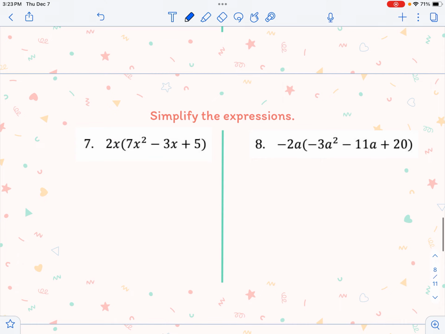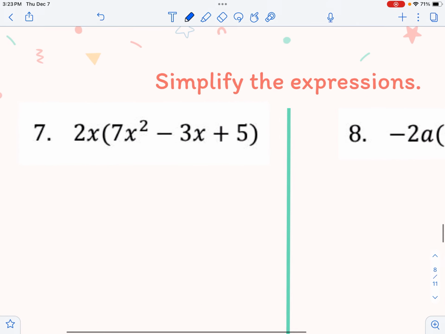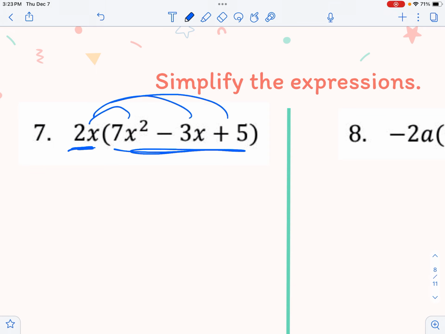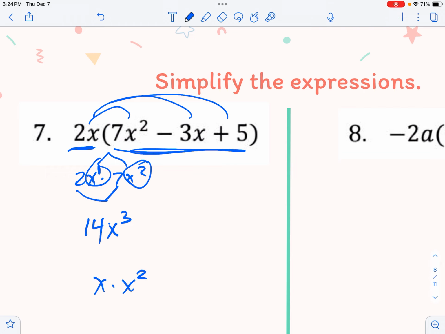Okay, now some multiplication. So this is just positive 2x times this whole polynomial. You're just using the distributive property. So the first part here, 2x times 7x squared, right? You multiply the 2 and the 7, that's 14. Now the x to the first times x squared right here, multiplying these two, you add those exponents. That becomes x cubed. So x times x squared, add exponents, that's x cubed.